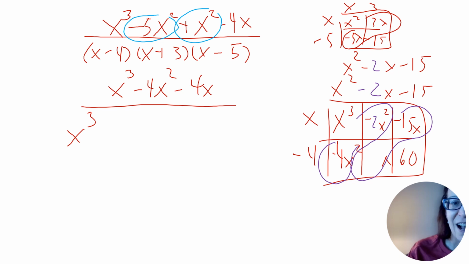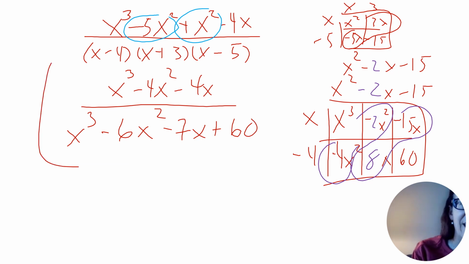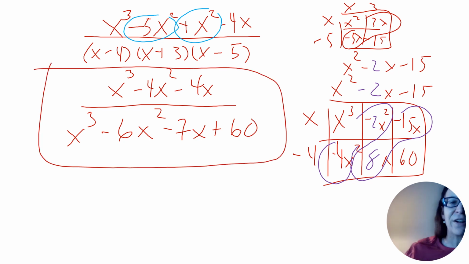There we go. Negative 2x squared minus 4x squared is negative 6x squared. And then what is this one right here? This is going to become 8x, right? Negative 2x times negative 4 is 8x. And then 8x minus 15x is negative 7x, and then plus 60. And that, my friends, is your final answer.